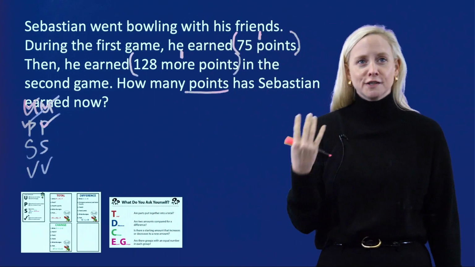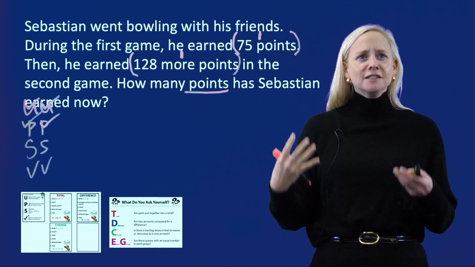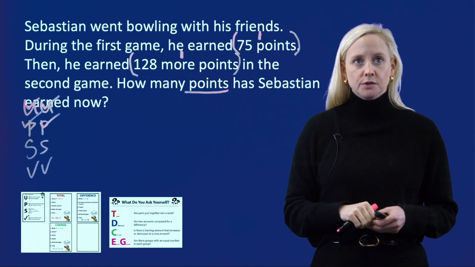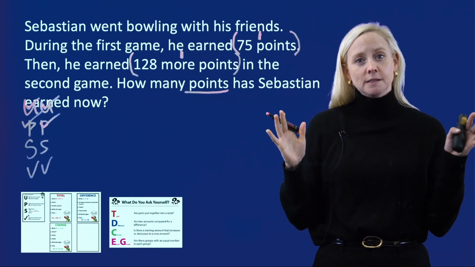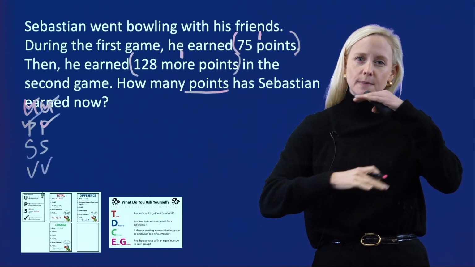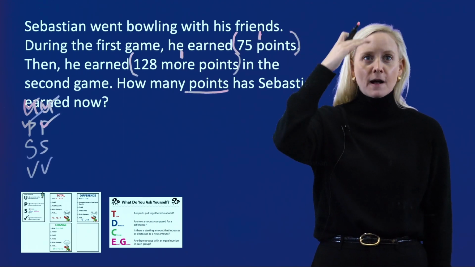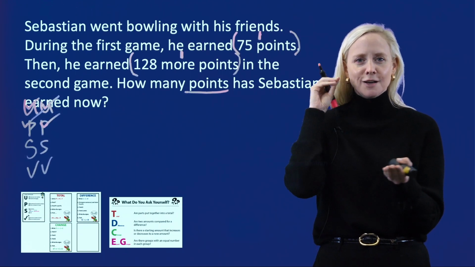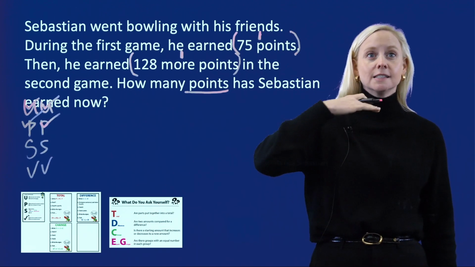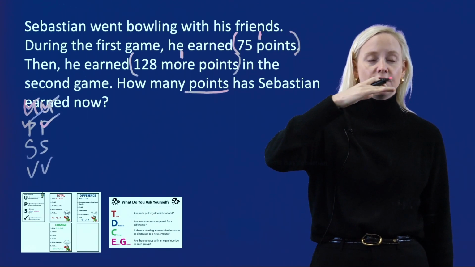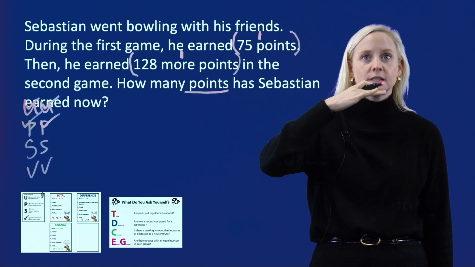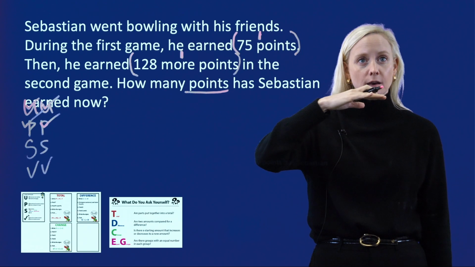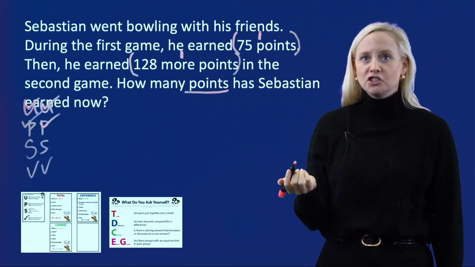Now I'm going to move to my first S, which stands for schemas. This is when we really want to incorporate those gestures and move to our what do you ask yourself poster. So I can say to myself, are parts put together for a total, are 2 amounts compared for a difference, do we have a starting amount that increases or decreases to a new amount, or do we have groups with an equal number in each group? Well, here, Sebastian went bowling and he earned 75 points. But then something happened. There was a change. He earned more points. So because we have a starting amount that increases, I know this is a change problem.